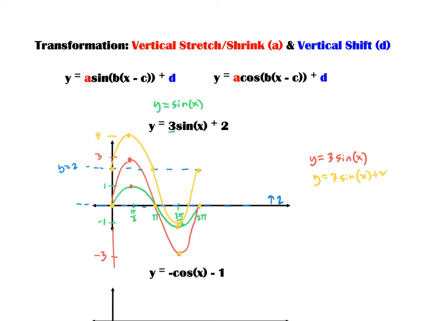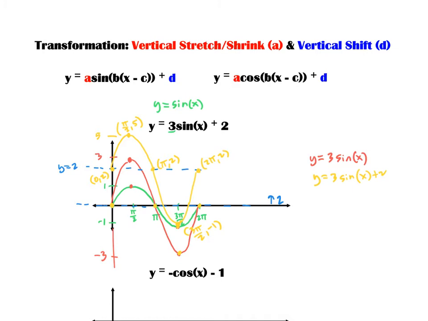I would label all these points too. I would say that this is pi over 2, comma 5. I would say that this point is the point 0, 2. This point is the point pi, 2, this is 2 pi, 2, and this point down here would be the point 3 pi over 2, -1.